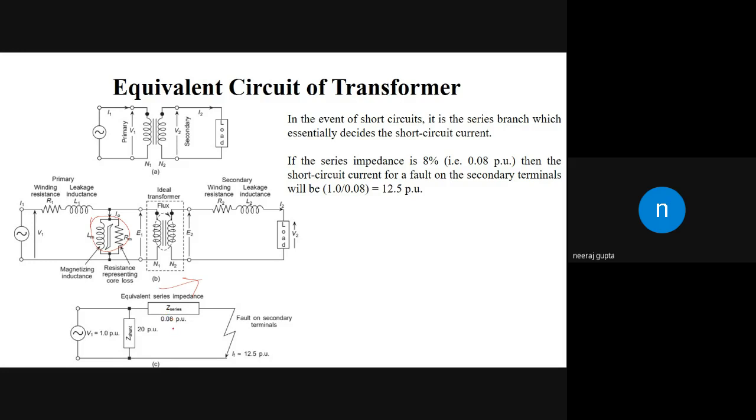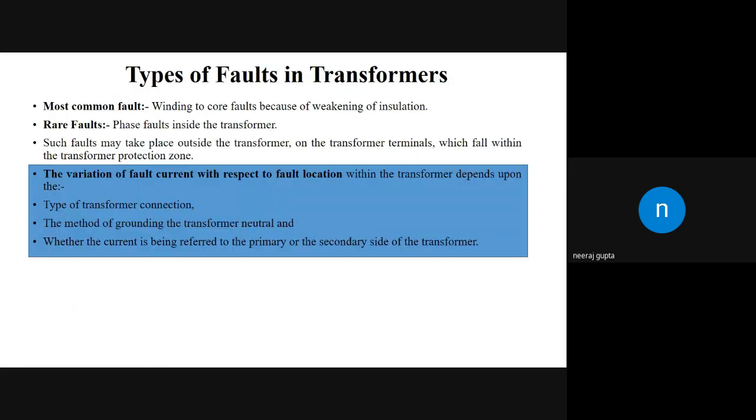And if the series impedance is 0.08 and the voltage is 1 per unit, in that case the fault current at the secondary terminal is 12.5 per unit. So it's very high. Now, what is the most common fault that we have already discussed? The winding to core faults because of the weakening of insulation. Then we have the rare faults or phase faults inside the transformer, and these faults may take place outside the transformers also. However, the variation of the fault current with respect to the fault location within the transformer depends upon the type of transformer connection used, the method of grounding of the transformer, and whether the current is being referred to the primary or the secondary side of the transformer.